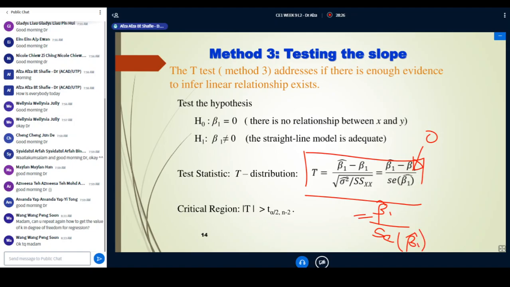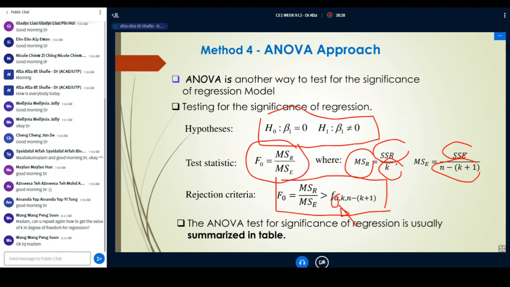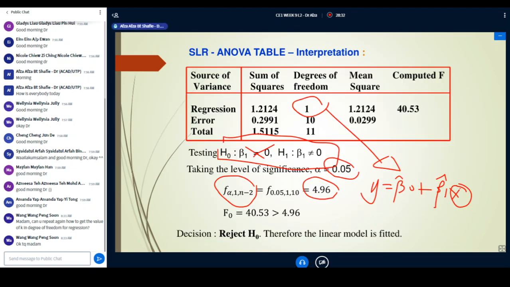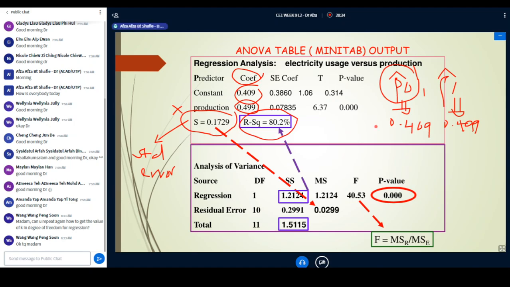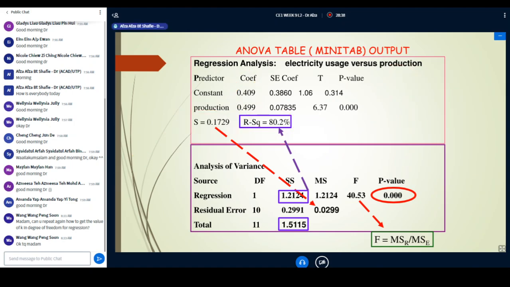Now where do we get this in the table? This is where we get it. If you notice, this is our beta 1 hat, and the standard error of the coefficient is the SE. So we have 0.499 divided by 0.07835. This is the T that we get. So this is the T statistics, the T test.